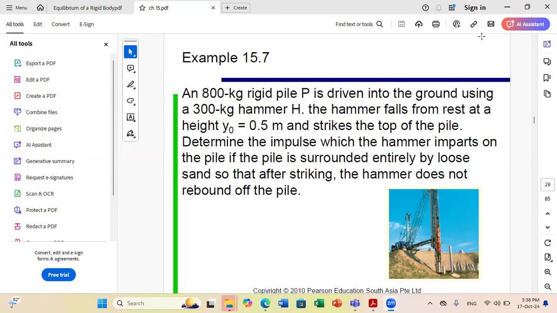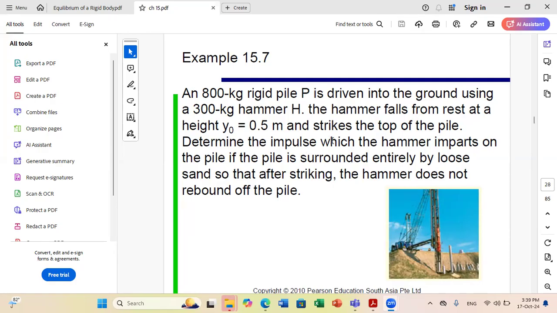So what do we understand by the hammer will not rebound off the pile? This information we can use. It's a plastic collision. So they will couple together? Exactly. So it's a plastic collision and both will have one final velocity at the end. Since we have one final velocity, first we can solve for the conservation of linear momentum for the system of pile plus hammer to get our only unknown, which is the final velocity. And after this, we can calculate the impulse.